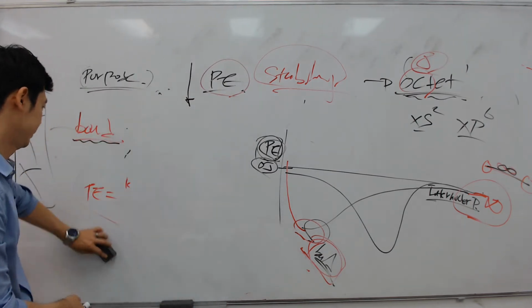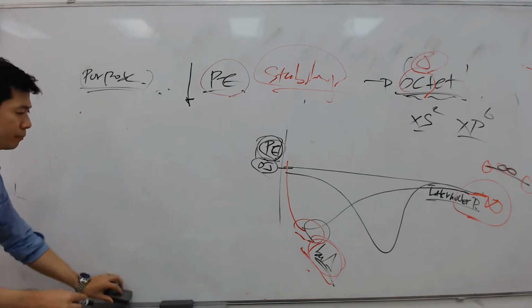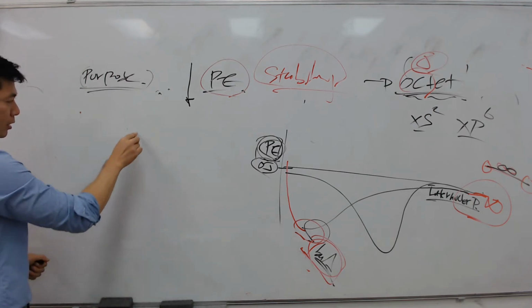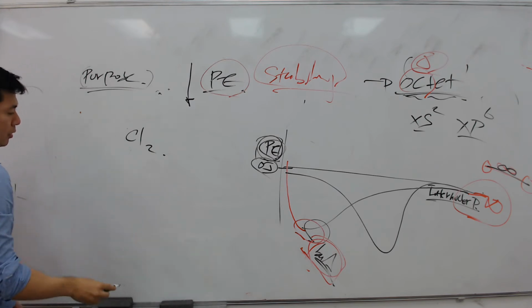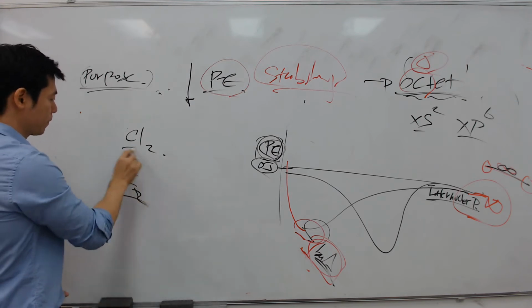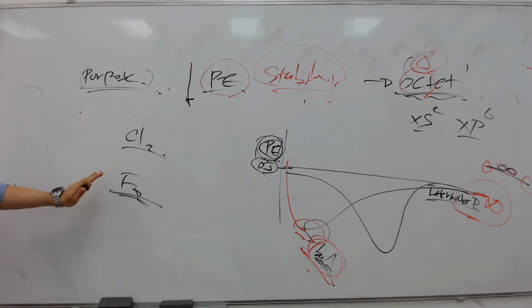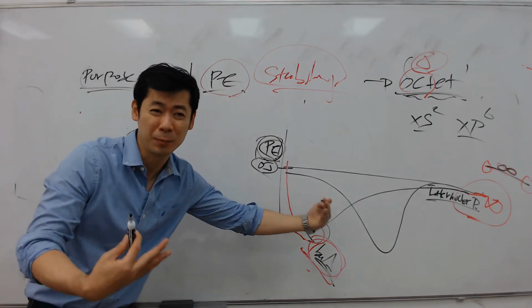So we have, for example, Cl2, and for example, we have F2. Chlorine gas and fluorine gas, okay, Cl2, F2. Which one is it? That's some of the questions they give you, for example, okay?